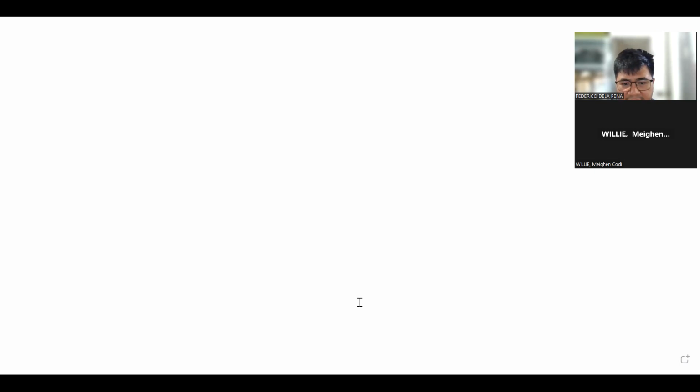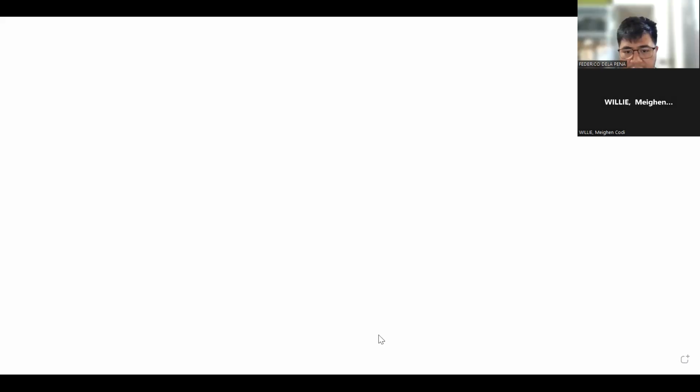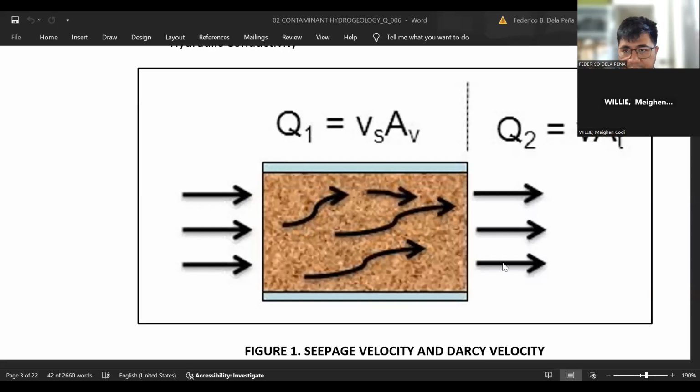All right, let's say this is your media. Share the screen. Let's say this is your media. You cannot annotate. Okay, this brown thing is your media. Let's say soil.